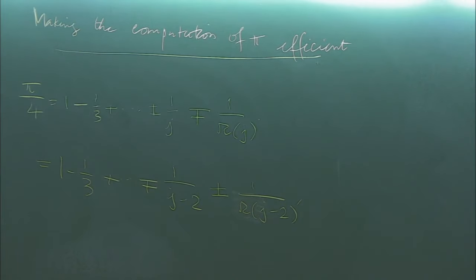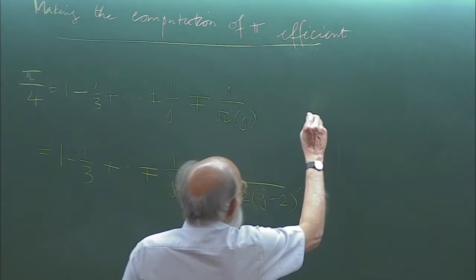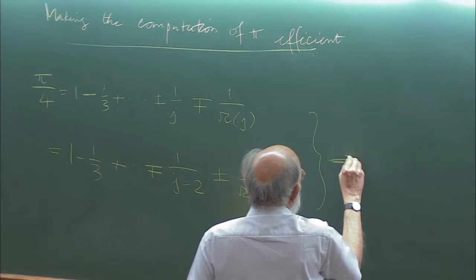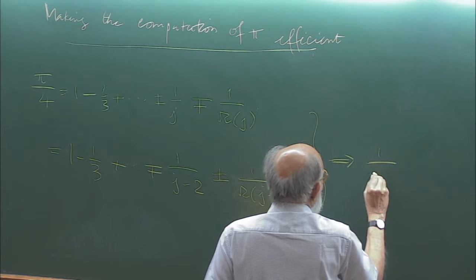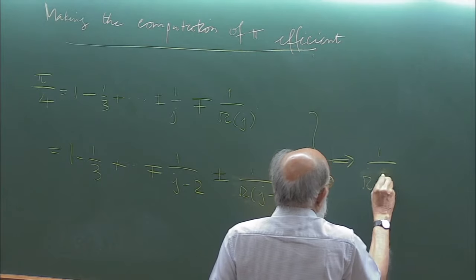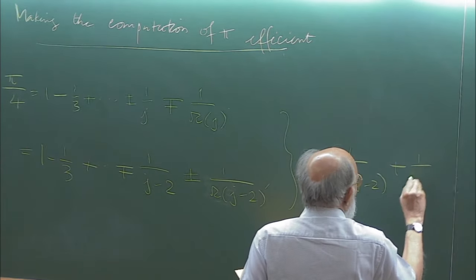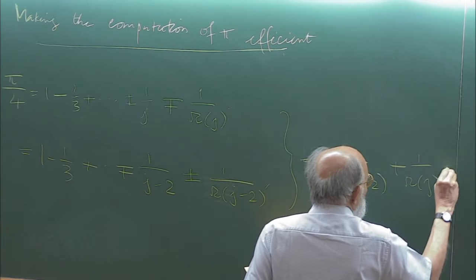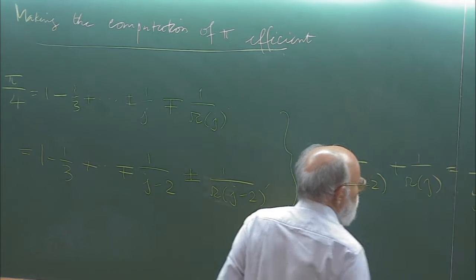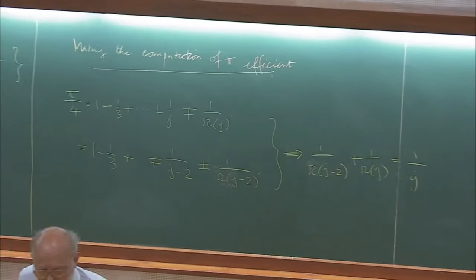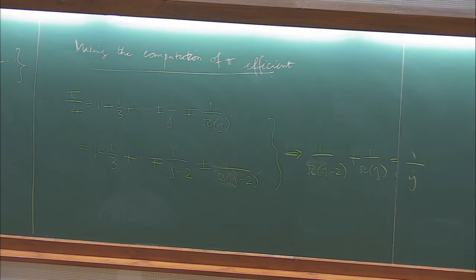So if you compare the two, you get a functional equation for rj, and that equation is very easy to derive: 1 over r of j minus 2, plus 1 over r of j, is 1 over j. It's very clever, very easy, very straightforward.